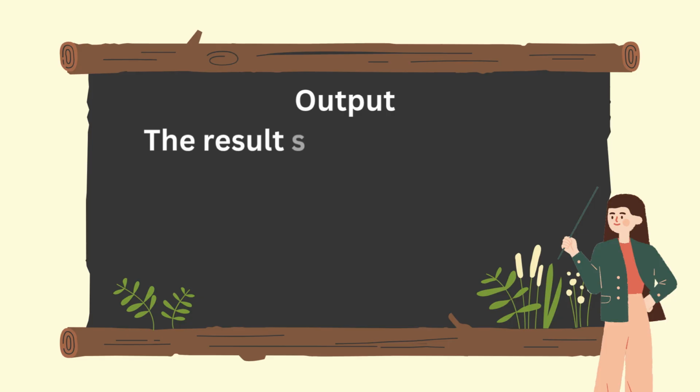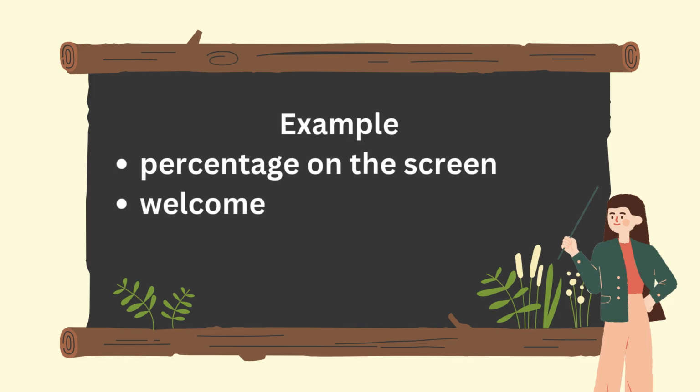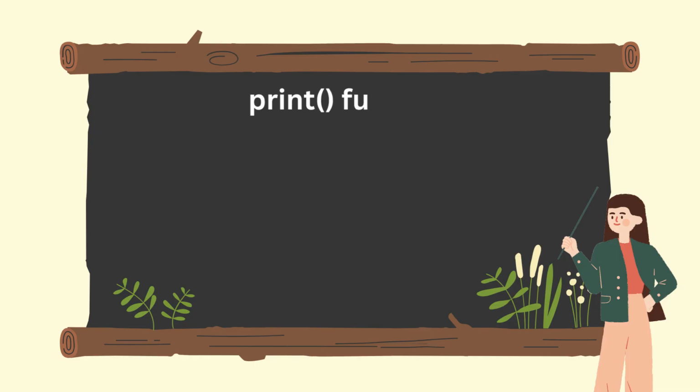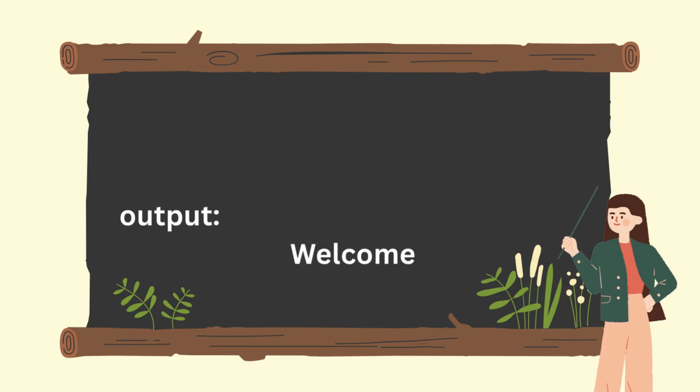Output means the result shown to the user. For example, when you calculate marks and see the percentage on the screen, that is output. When you see a welcome message, this is also output. In Python, we use the print function to display output. For example, print in brackets welcome. The output will be welcome. Every program takes input, processes it, and gives the output.